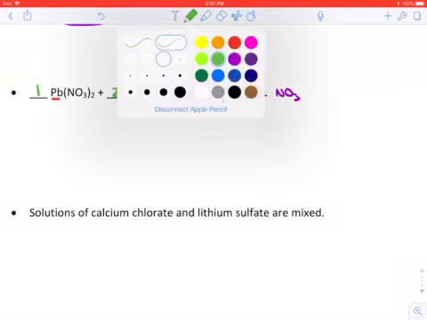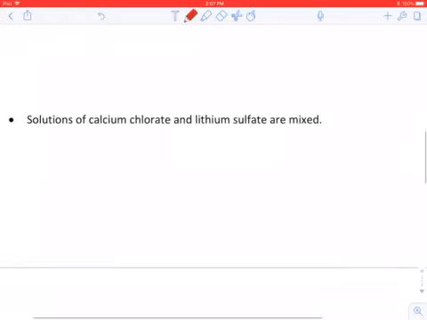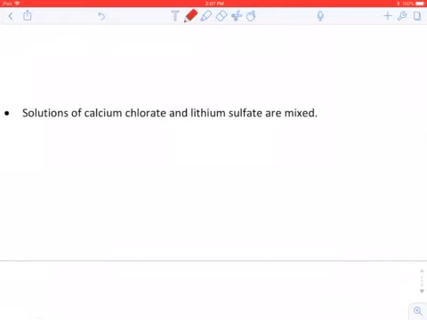Alright, our last example takes us from words to formulas. So we've got solutions of calcium chlorate and lithium sulfate are mixed. So we have to first write the correct formulas for calcium chlorate and lithium sulfate. So calcium chlorate, calcium is Ca, it's plus 2. Chlorate is ClO3 and it's minus 1. So our correct formula there would be Ca(ClO3)2.